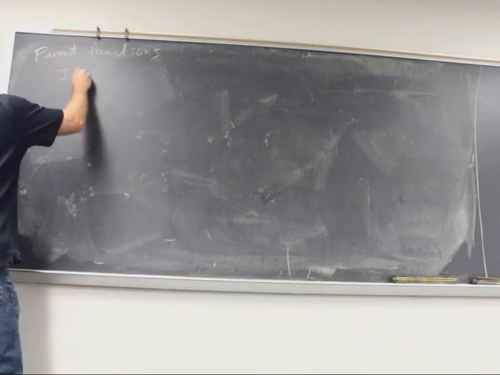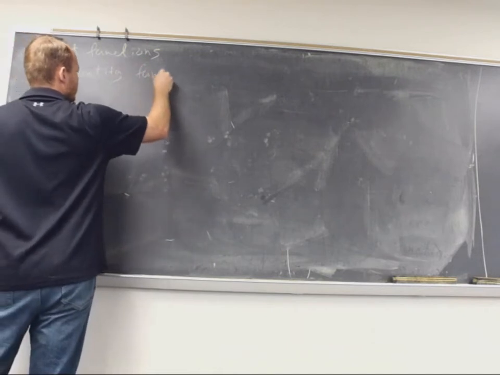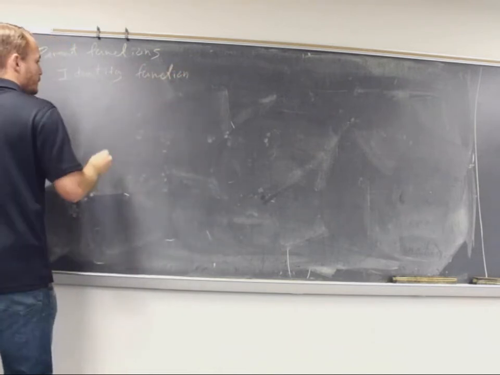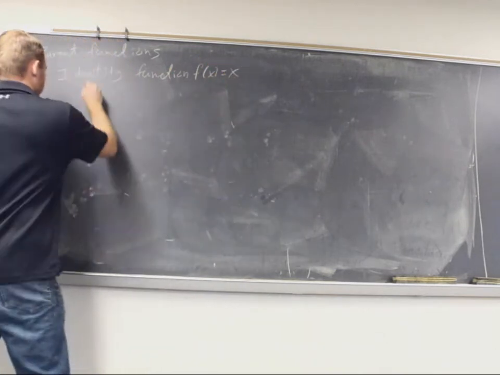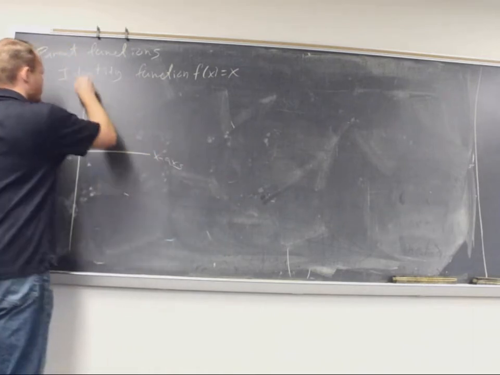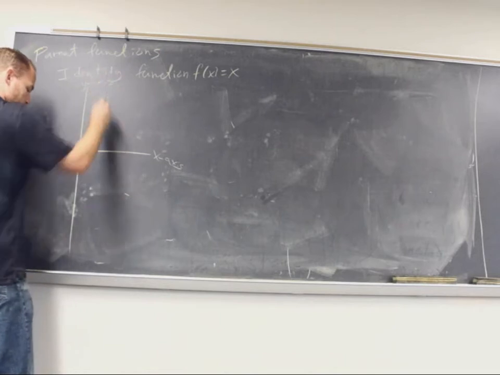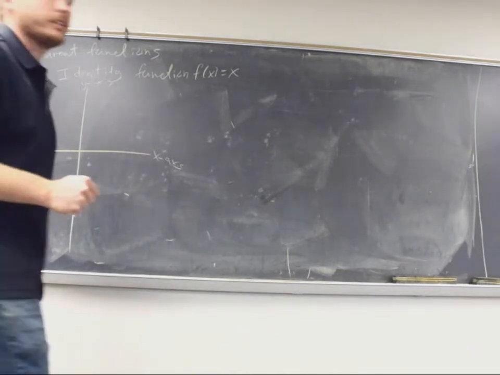So the first one is called the identity function, and we'll call it f of x is equal to x. So here's your x-axis and your y-axis. You can plug this in your calculator and see what it looks like. All of these examples you can plug in the calculator, but it's good to get to know them, to know what they look like, and it will help make some of the transformation of these graphs easier.